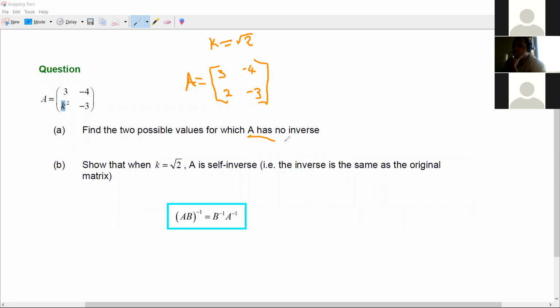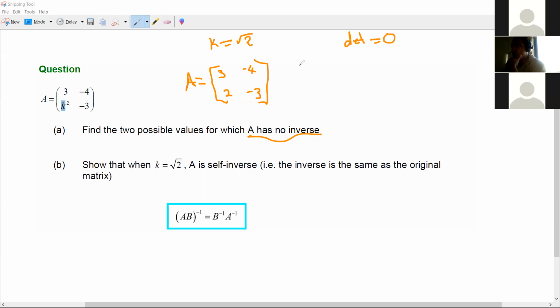So also just to give an answer to the first question, all right, possible places where there will be no inverse. No inverse means that your det must therefore equal 0. So you just find a value that will make your det equal to 0. So we will have 3 times -3. That will be the first part. Let's just do the det already also.